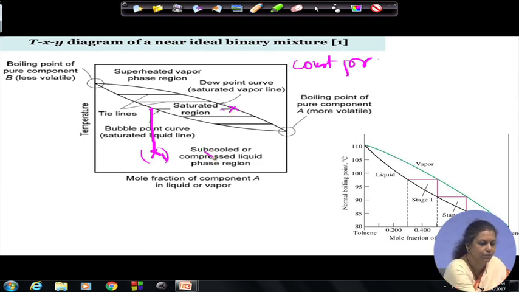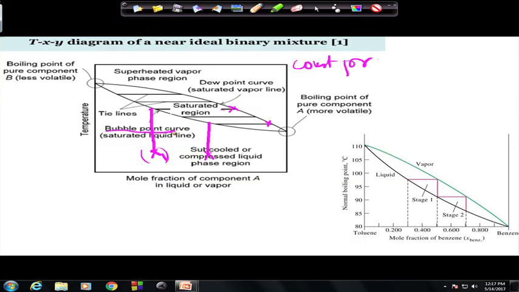Suppose I would have started from this particular point. Again, I would have isobarically heated it. When the first bubble appears, the composition would have been given by this particular point. So, therefore, what do I find? We find that this particular saturated liquid curve is the locus of all the points where the first bubble appears, or in other words, this is known as the bubble point curve, as has been mentioned here.